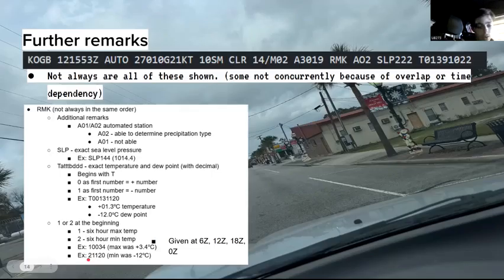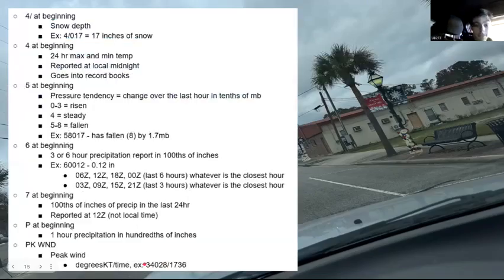Next, 21120. That is the 6-hour minimum temperature. So the 2 means that it's the 6-hour minimum. The 1 means that it's a negative number. 120, you put a decimal between the second and third. So it's negative 12 degrees Celsius minimum, which would be a pretty big difference, but that's just an example. Okay. Next, sorry for all this stuff, but it's important to know.